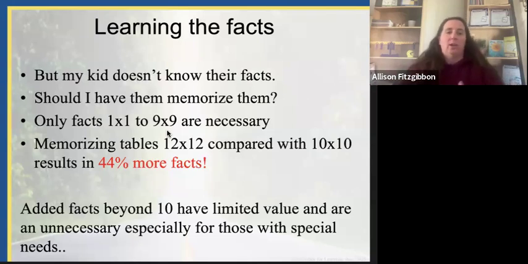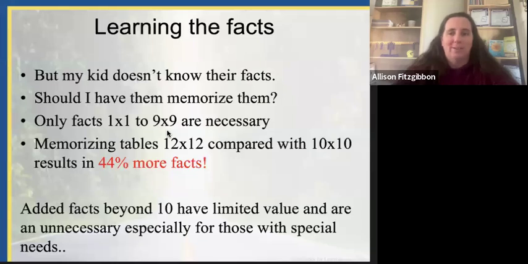If you then say to your kid, you know what, we need to memorize the times tables all the way up to 12 by 12. That's what you have to do. I do know 12 times 12 is 144. The rest of them I have to work through, right? There's a bunch with that instant recall that I would have to work through. But when you compare learning all the facts 12 by 12 as opposed to 10 by 10, it results in having to know 44% more facts.